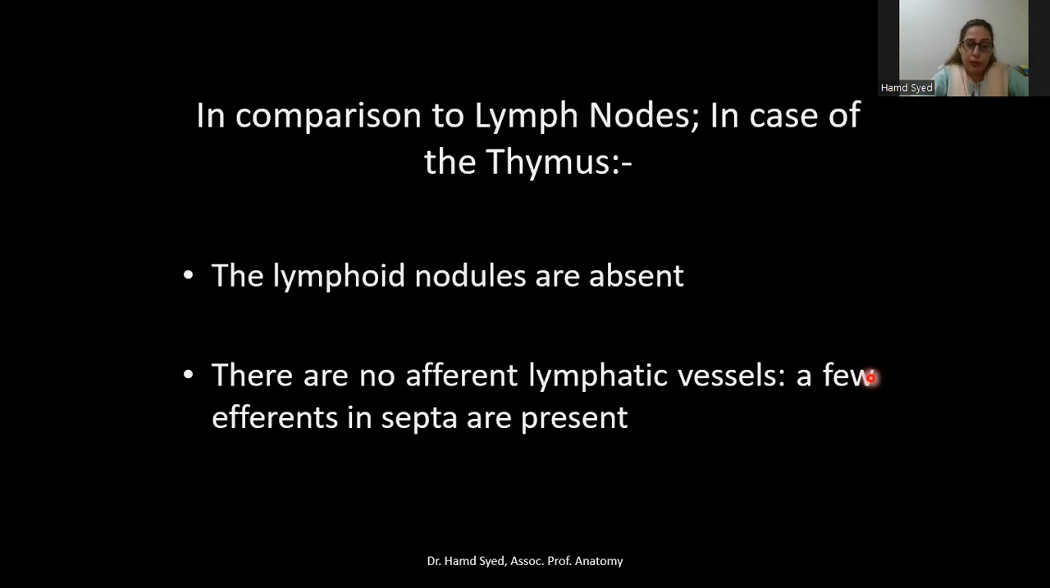An important point to remember in comparison to the lymph nodes is that in the thymus, there are no lymphoid nodules. And also there are no afferent lymphatic vessels. Only a few efferents are present in the septi.